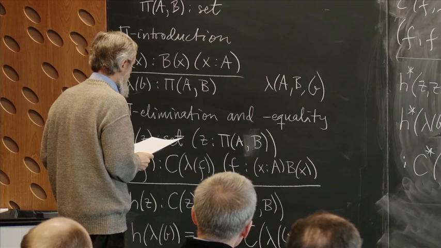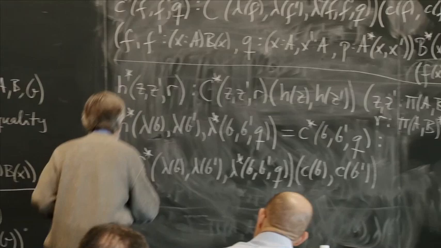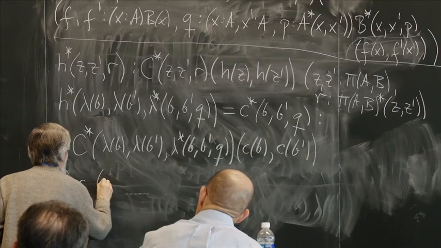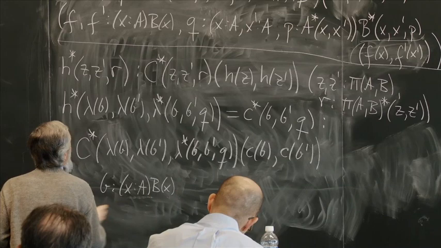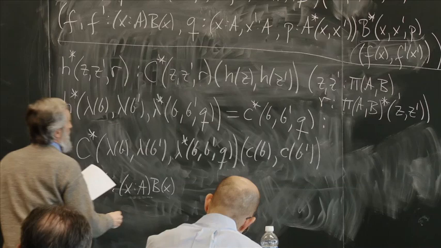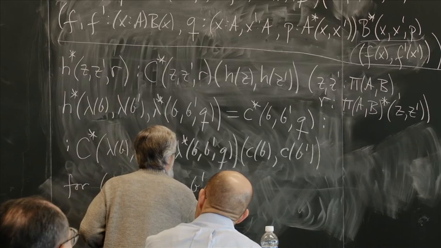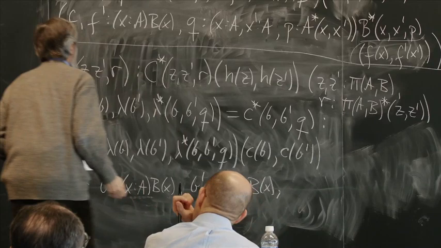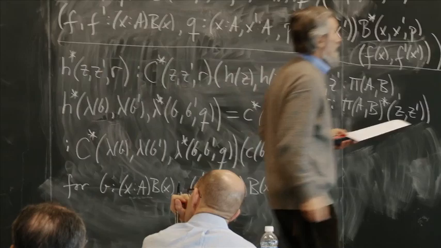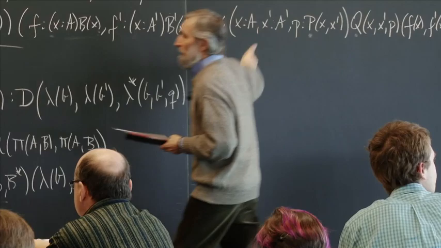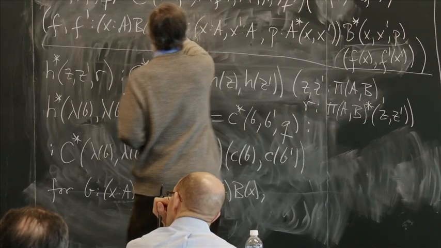And this is for b in pi, for b in the function type x in a, b of x, and b prime similarly. And q, relating B and B prime exactly as we had it over there, moved here. So Q exactly as we have it here.